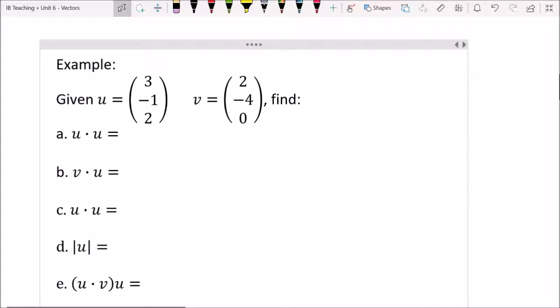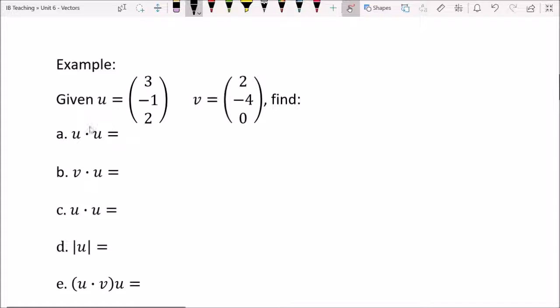Let's try another example. If you already feel like you've got this down, you could try pausing the video and see if you can do it on your own. Then when you're ready, hit play and see how you did. Let's do u dot u, which means we're going to dot u. Oh, actually, that's a typo. U dot v is what that should say. So we'll do u dot v.